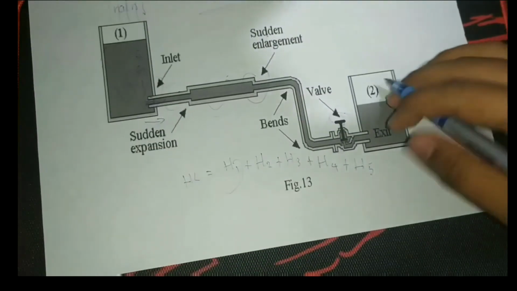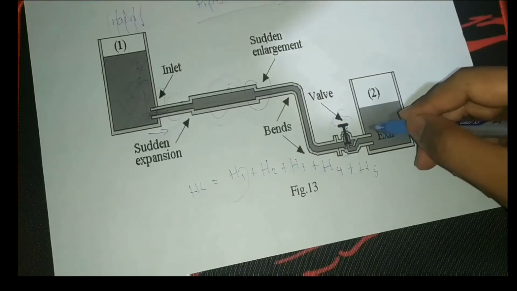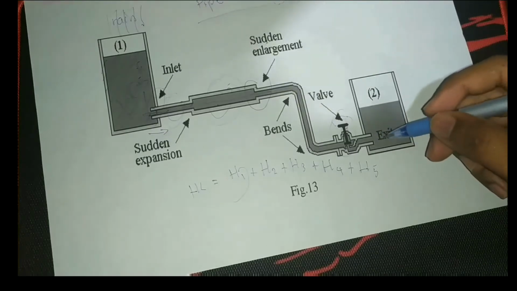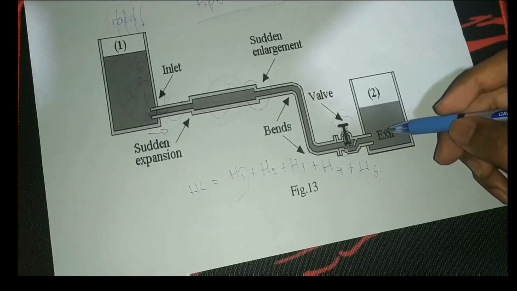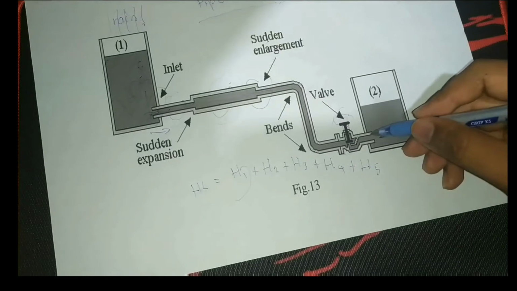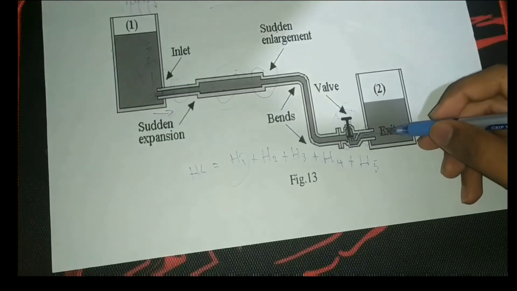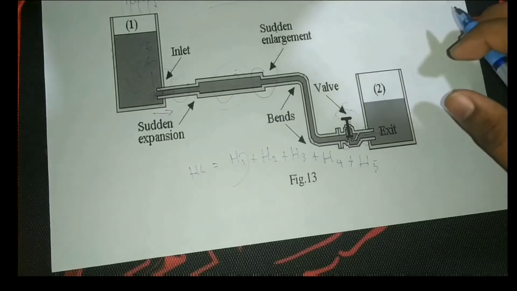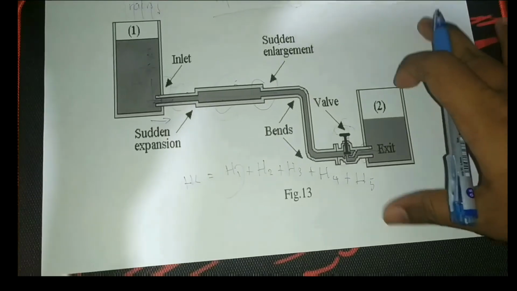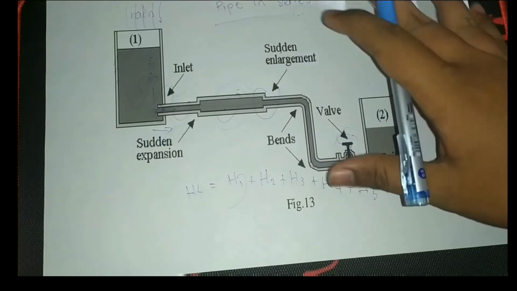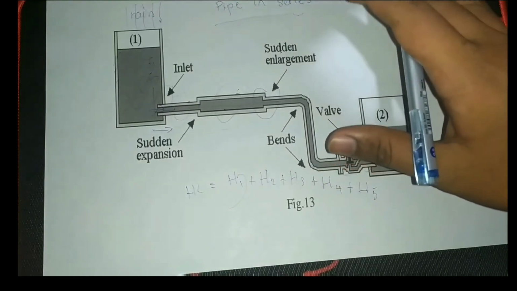Finally, at the exit, the energy loss we call exit loss. It occurs when flow goes from a pipe into a tank. See, this pipe into the tank. So at this part, the velocity is decreased to very nearly zero. This is an introduction for our project. If you want to know more, stay tuned to the next video.